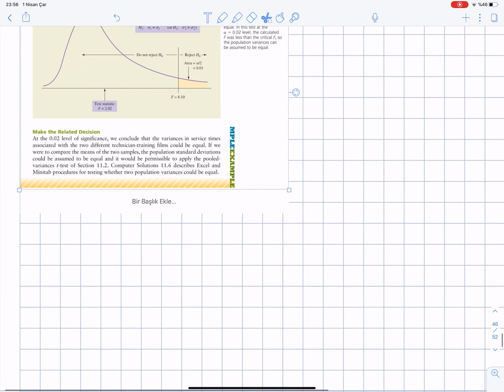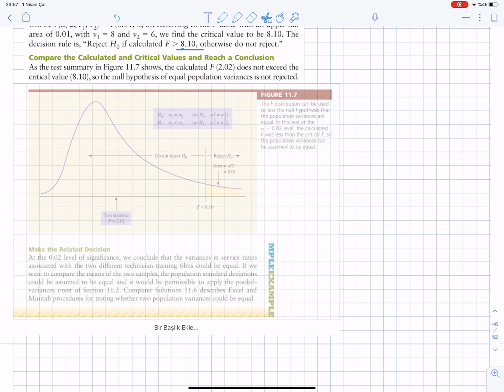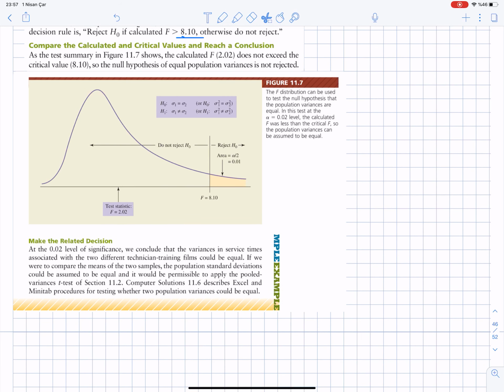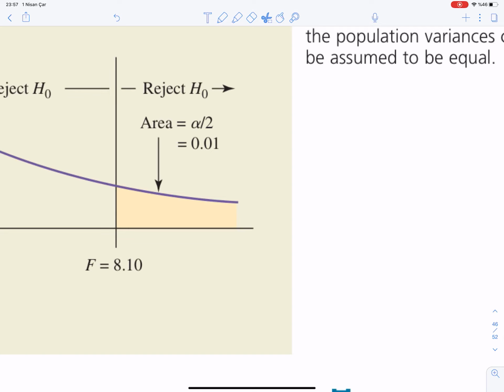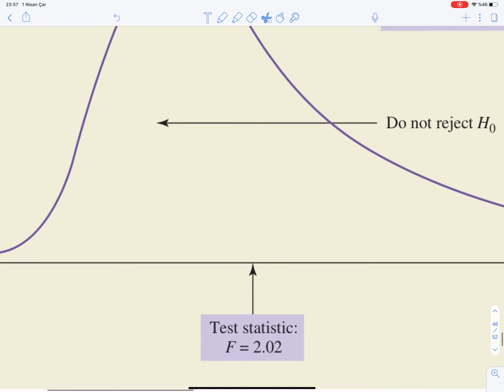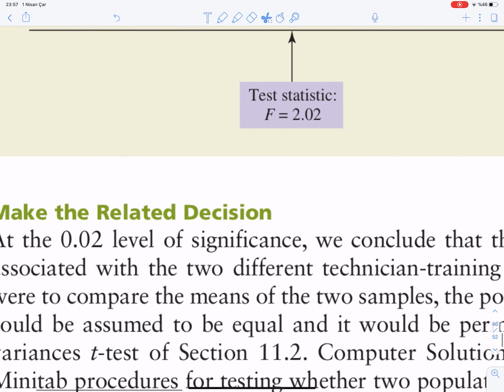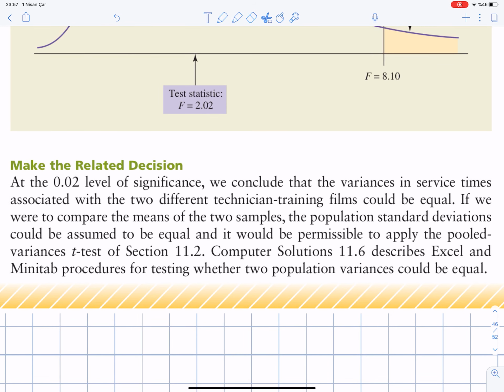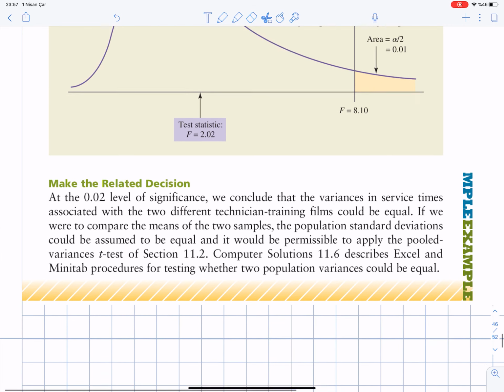Okay, so let me enlarge this picture for you as much as I can, and this is readable now. You can read it. So the critical value is 0.01 alpha divided by 2 in here. See that, the rejection part. So the critical value is 8.10, and the calculated statistic is falling within the accept region, equals 2.02. And see the decision: the population standard deviation could be assumed to be equal, and it would be permissible to apply the pooled variance t-test for making a comparison between two independent sample means.